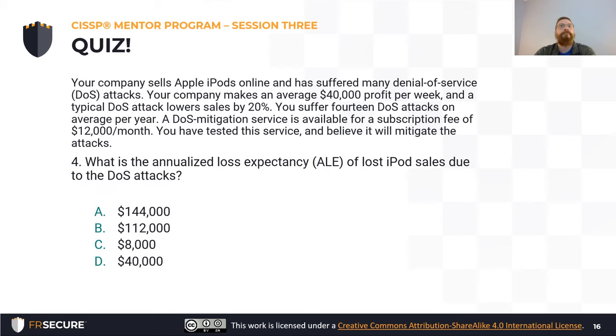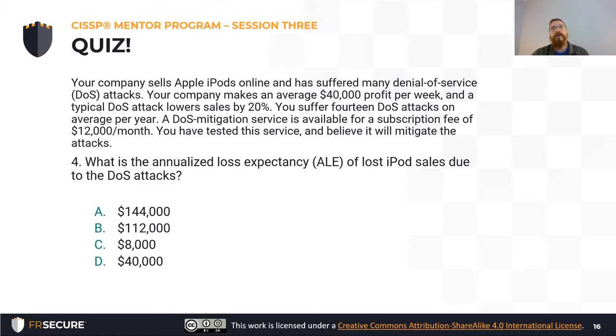Maybe. There it goes. Okay, same thing. And you'll see this a lot in the exam again. They're going to use the same scenario and then ask a different question off of it. So same thing. We're going to skip right down. What is the annualized loss expectancy of lost iPad sales due to the DOS attacks?